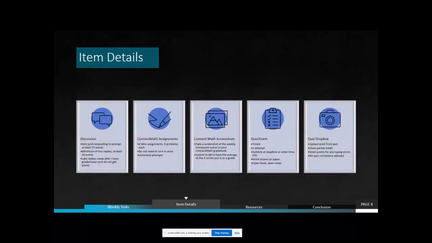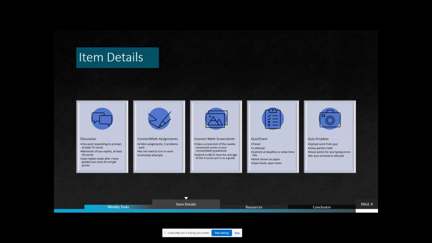So some specific details, and I am going to email out this PowerPoint tomorrow, so you don't have to rush to write all this down. But discussions should have at least 75 words for your main answer to the prompt. You need to have at least 2 replies, and good replies are at least 40 words. And if I've already graded and you only did the main post, it's the end of the week, and you didn't do replies, you don't get to go back and do your replies after the fact, after I took off points for it. Because the whole point of replying is to do it during the week of the discussion.